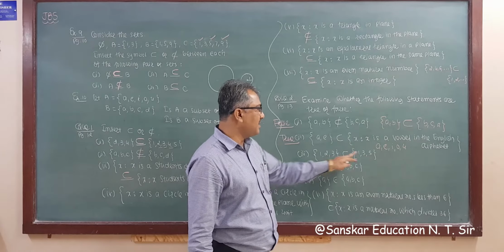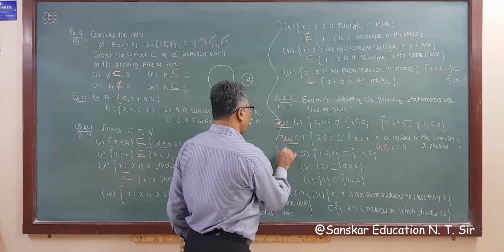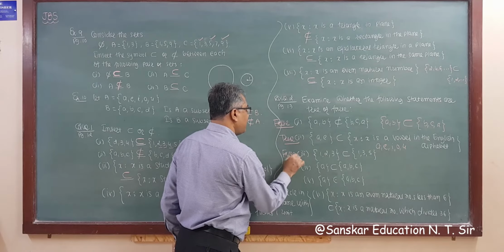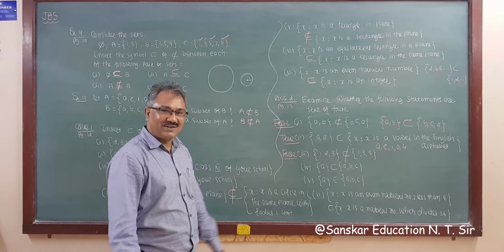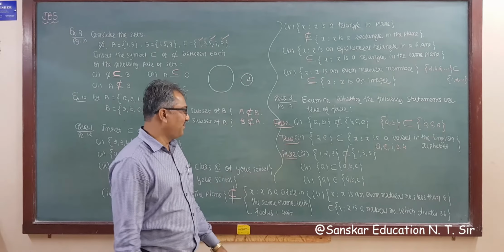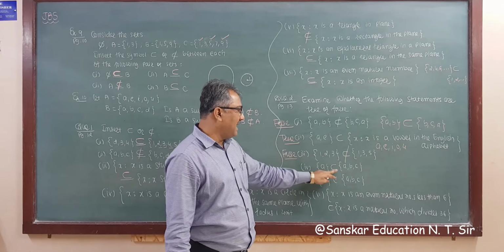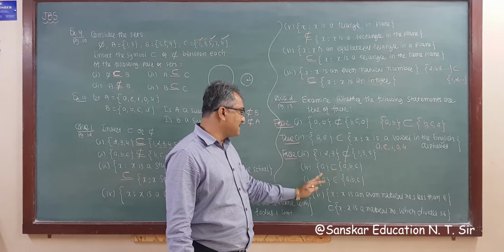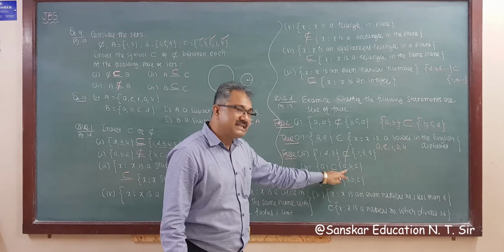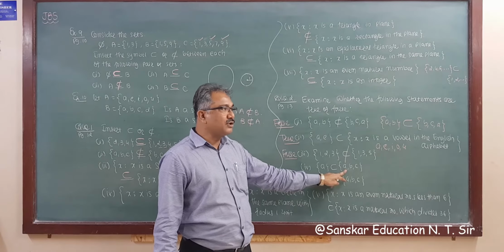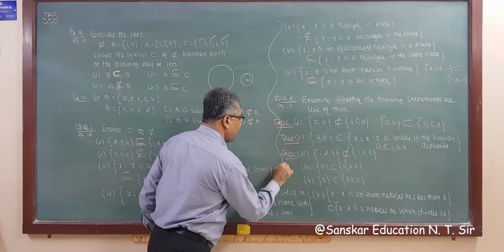Now 1, 2, 3. Here 2 is here, but 2 is not here. So this is a false statement. Either you can write this is not a subset, that is also your answer, that is, this is not true. Now A is a subset of this, and this is A belongs to this. Now A is contained here, so this is a true statement. So this is true.